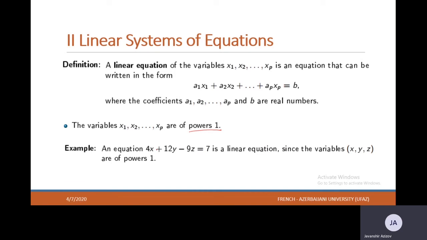Let's look at an example. Suppose we have an equation 4x plus 12y minus 9z is 7. This is a linear equation because the variables x, y, z are of powers 1. That's it.